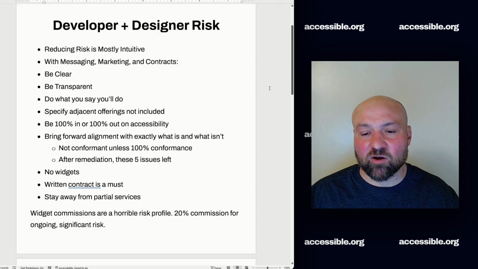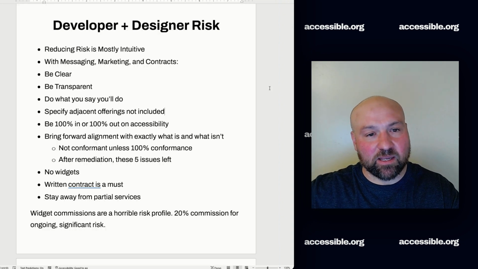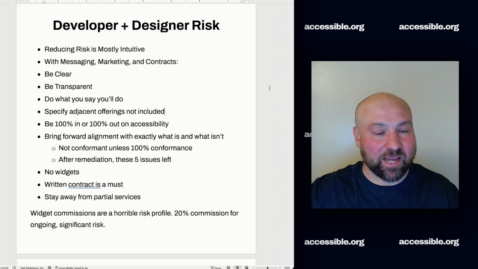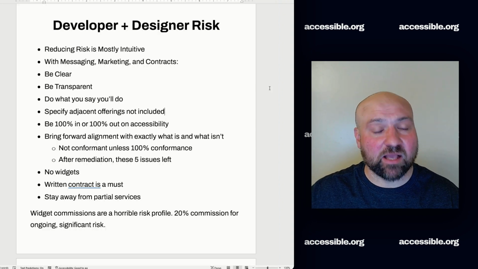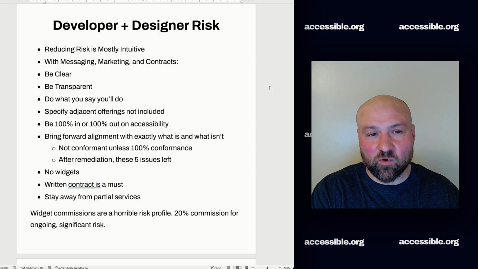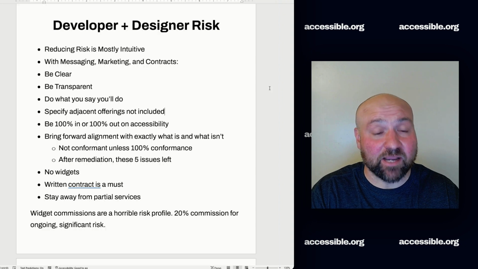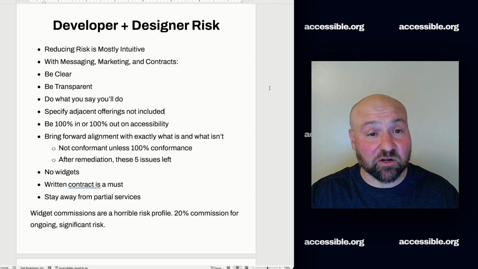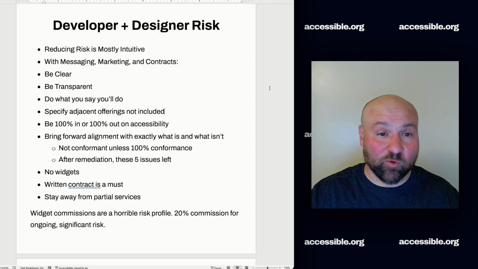And I have here also stay away from partial services. Today a client emailed me and asked me for a light audit. Well, what does a light audit actually mean? What the client is trying to do is they're looking for a lower price on an audit, but if you could define a light audit for me, I would love to hear what a light audit actually is. It's either an audit or it's not.